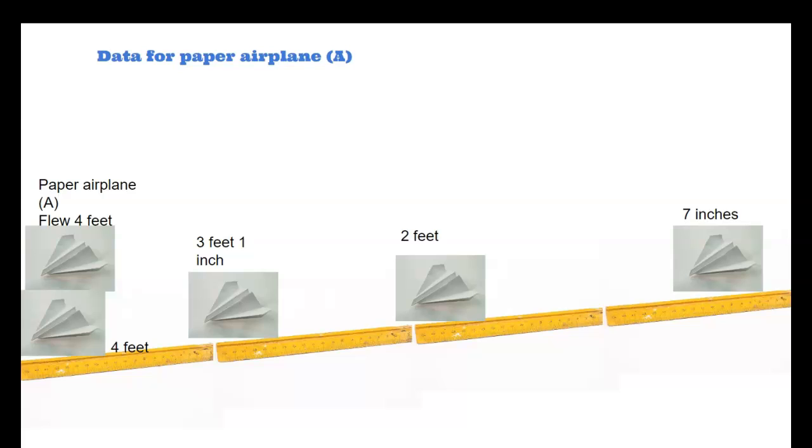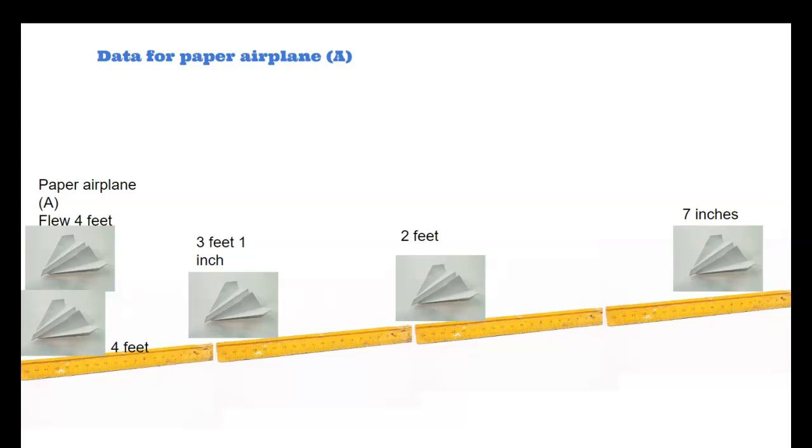You're going to need to throw every airplane each time at the same spot. So I'm going to stand right here and I'm going to throw my airplane. Then you're going to take your tape measure or your ruler and measure how far it flew, from where you're standing to the tip of the airplane. And then write it down in your notebook, and number them.